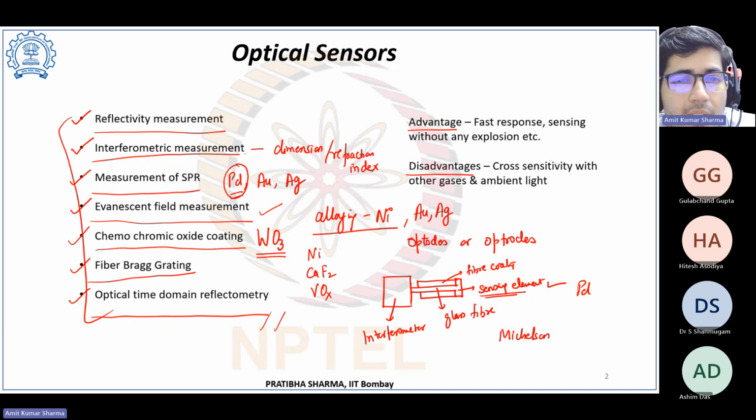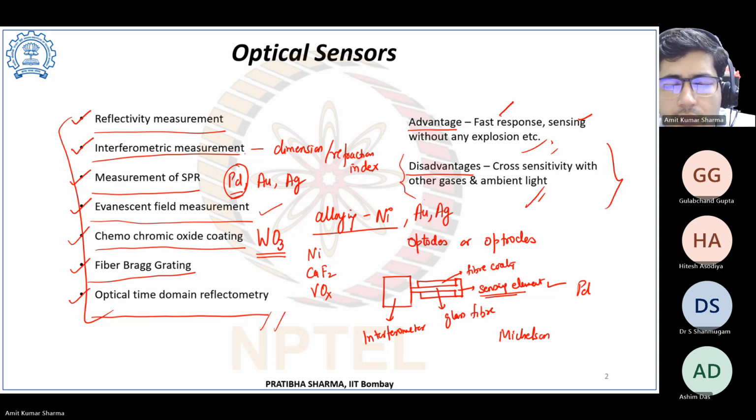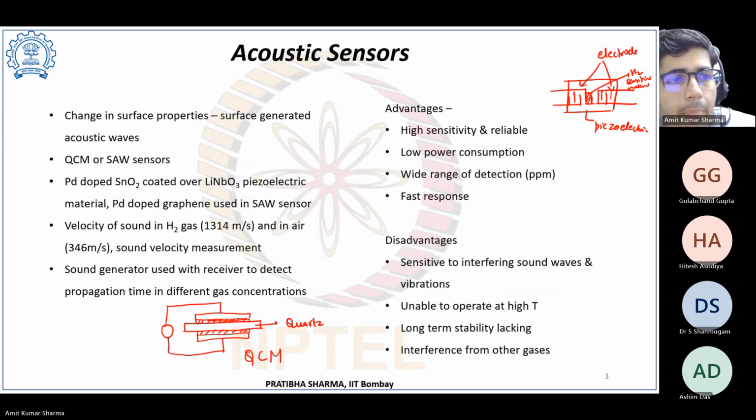The advantages of optical sensors are fast response and sensing without any explosion risk. Disadvantage: cross sensitivity with other gases and ambient light. If there are other gases also there, then they can interfere with the results, and also the ambient light can interfere with the results. Then the acoustic sensors.